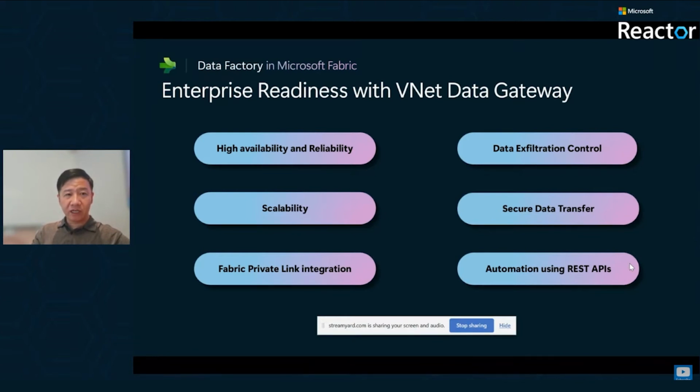And here we go to the enterprise readiness. If you compare the two pictures, you will see that VNET gateway has very similar promises to the on-premise data gateway, right? The high availability and reliability, the scalability, the data exfiltration control, and the secure data transfer. Additionally, it provides automation via the RESTful API, which may be more useful in some CI/CD scenarios. Let's have a look at another demo on how to use the private link in Dataflows Gen2 on the VNET gateway.